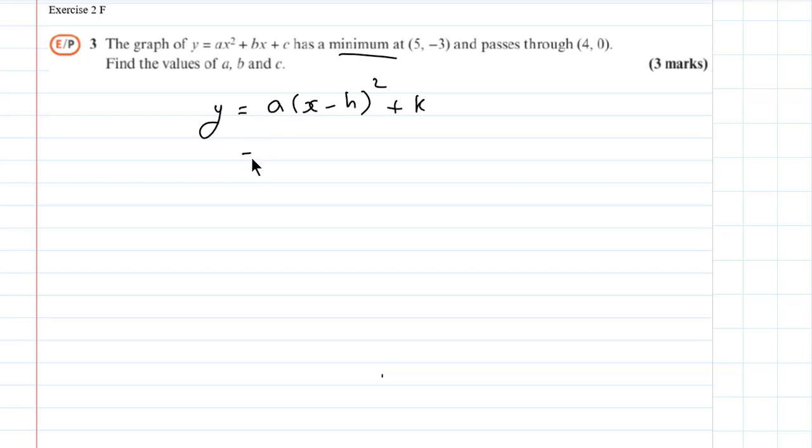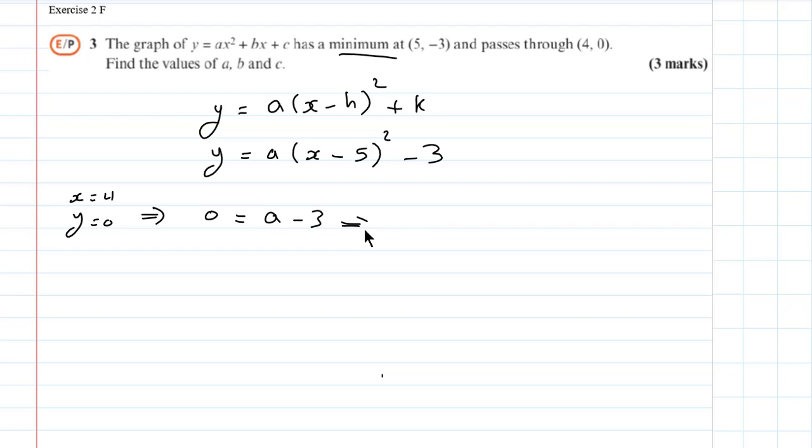So we have the following: A multiplied by x minus h, which is 5, all squared, and then minus 3 as it is. We have now an extra information, which is y. If x equals 4, y equals 0, right? If x equals 4, y will be 0. So we can write here 0 equals 4 minus 5, negative 1 all squared will be 1 times a will be a minus 3. So the value of a should be 3.